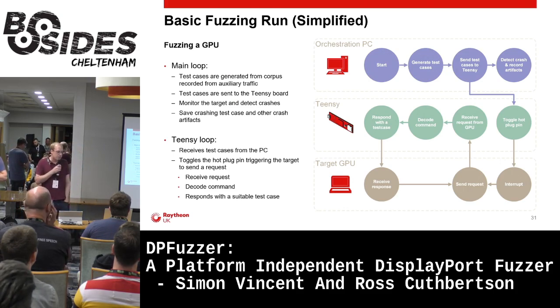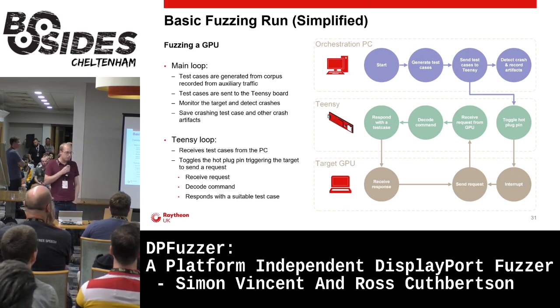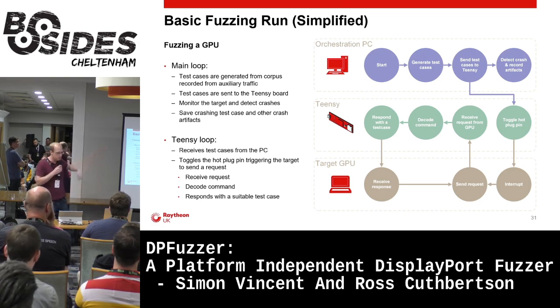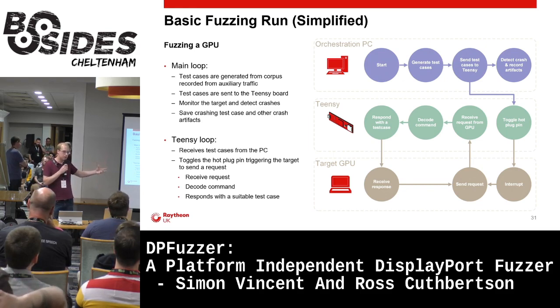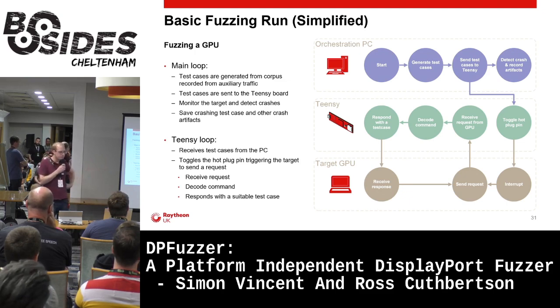So what does a basic fuzzing run look like? This is when we're fuzzing a GPU. We start up at the top, and our Python code is generating some test cases for us from the ones that we've recorded. We then send a number of these to our hardware interface board. The Teensy would buffer up maybe 500 samples. The Teensy would then toggle the hot plug pin, which would kick the GPU off.